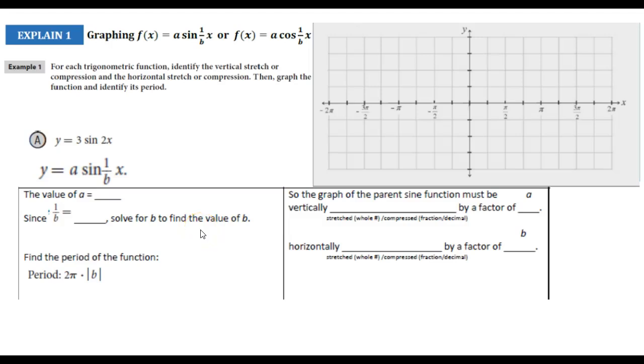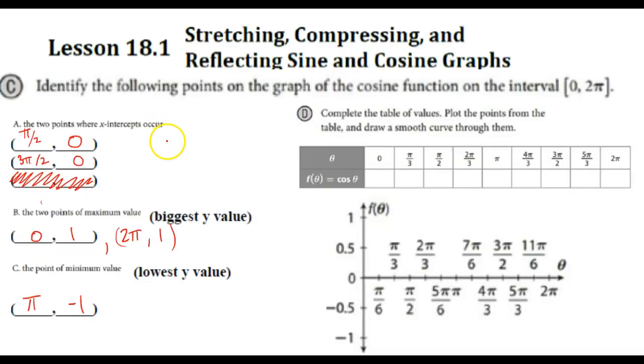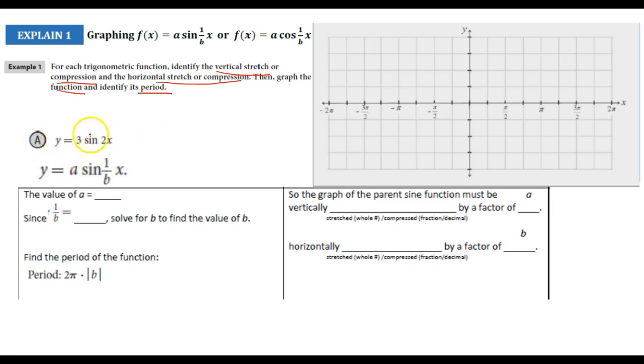Alright, welcome back for Explain 1 of 18.1, where we will be graphing sine functions and cosine functions. It says, for each of these functions, identify a vertical stretch or compression, and of course a horizontal stretch or compression, and then graph those functions. So we got a graph, and identify something called the period. Okay? So, first things first, we're given here y equals 3 sine 2x.